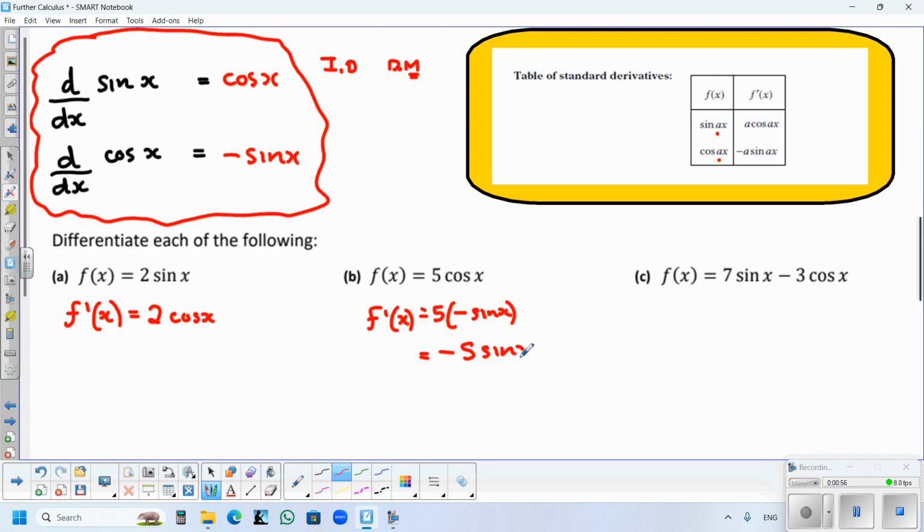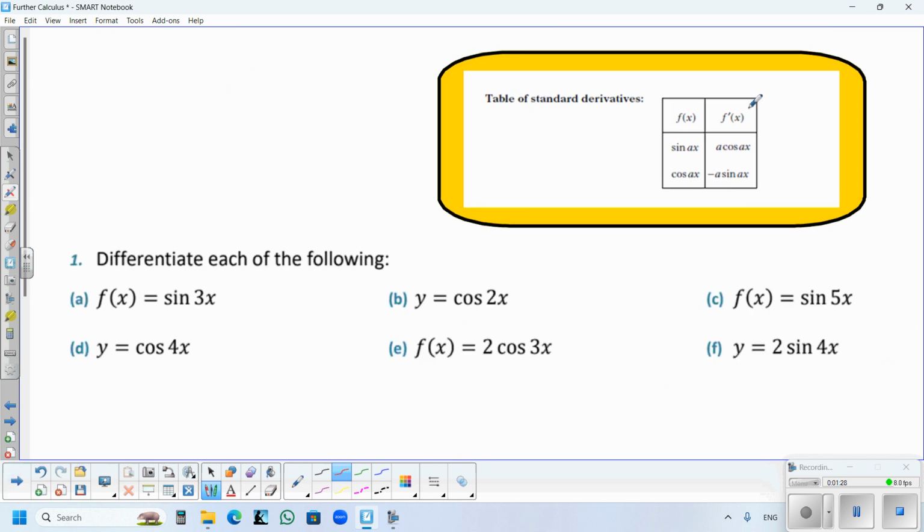Next one, you've got two functions together, but that makes no difference. You do each one separately, the way you did a whole list of adding and subtracting x squareds and x's. So we've got a 7 there. The derivative of sine x is cos x. Don't need a bracket because it's straight to cos x. Then I've got a minus 3. Derivative of cos x is minus sine x. I'll put that in a bracket so I can tidy it. So that gives me 7 cos x plus 3 sine x.